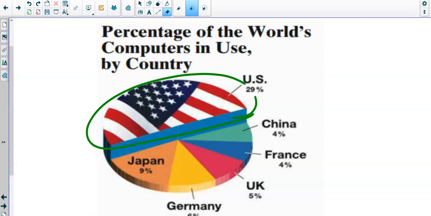They're trying to make America look amazing by all the space being taken up by it, but it really doesn't take up all that space. It takes up 29%. So that means there's some sort of wedge up here that's missing. That should have some other percentage. Deceiving.